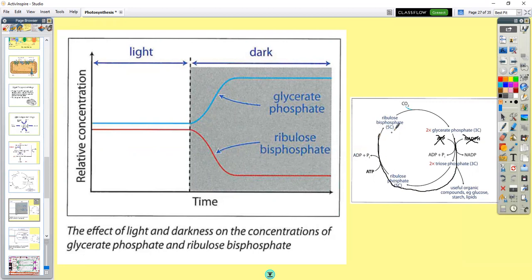So that's why you get a decrease in RuBP, less RuBP produced, whereas you get an increase in glycerate phosphate because this part of the reaction, converting RuBP to GP, can still occur.